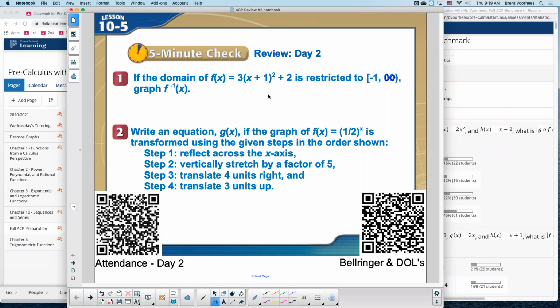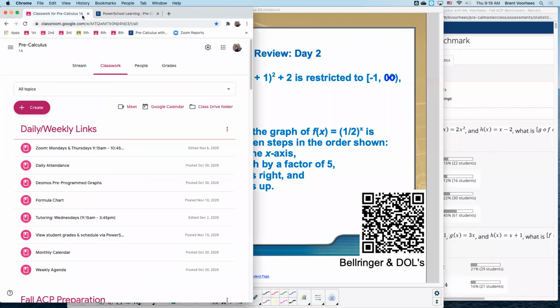All right, let's take a look at the bell ringer. These two problems that I put up today are directly from what we covered last class. If you remember, we covered a few different things, one of which was this symbol. What did this symbol represent? Inverse. Inverse, that's right.